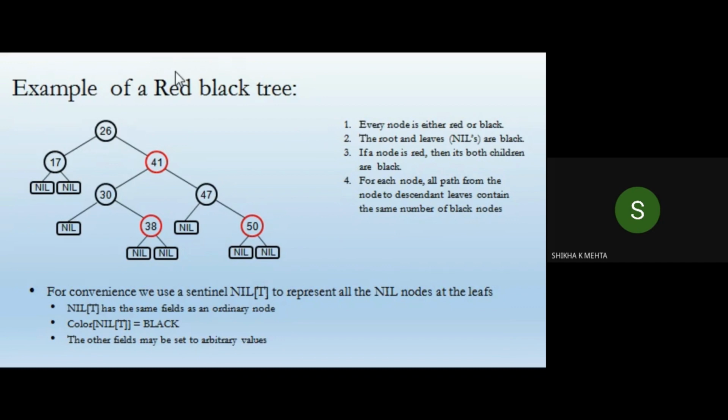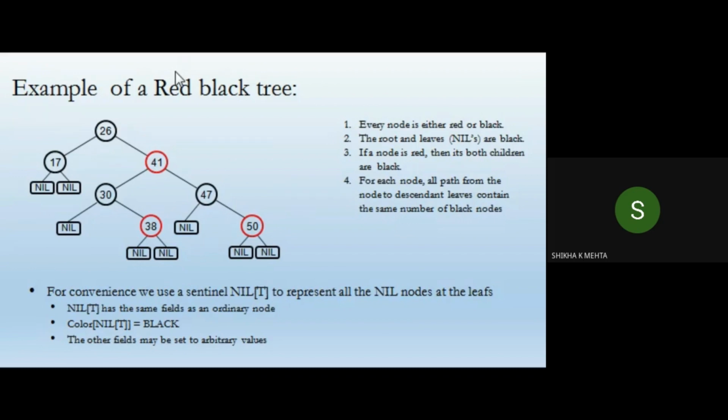We are using these sentinels, and even if they are not given, you have to assume that they are there. It may be that in the further trees I may not have shown the nil as the leaf nodes, but they are there. You have to imagine that that is all there.